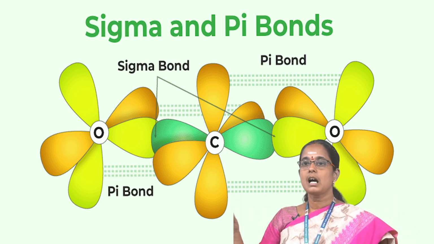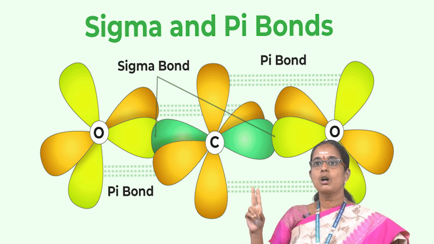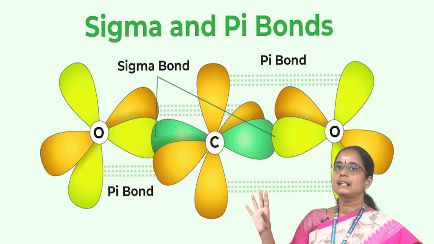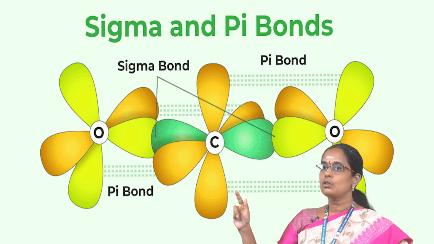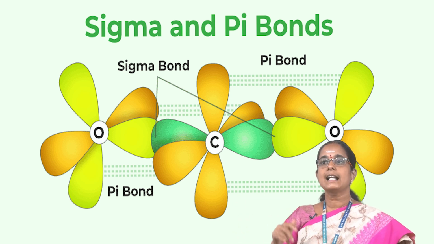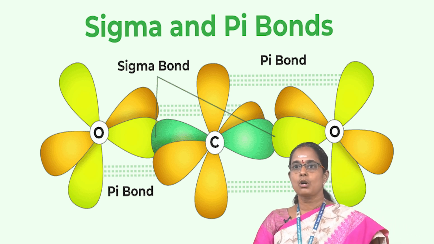One is a sigma bond and one is a pi bond. Both together are called a double bond. So we can write oxygen, double bond, oxygen. Another example is the nitrogen molecule.